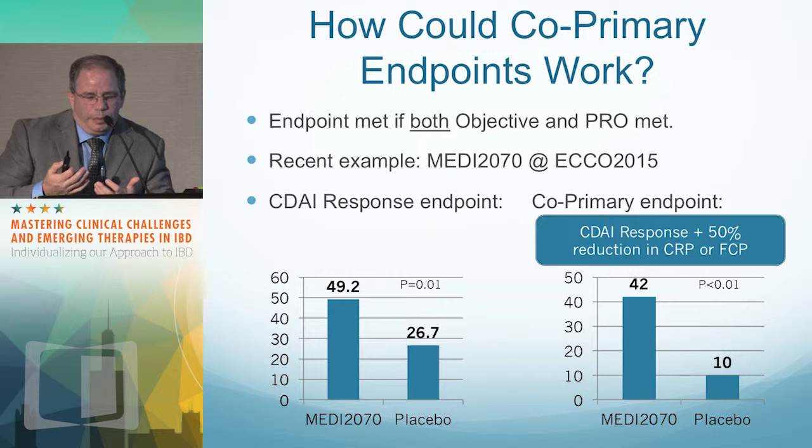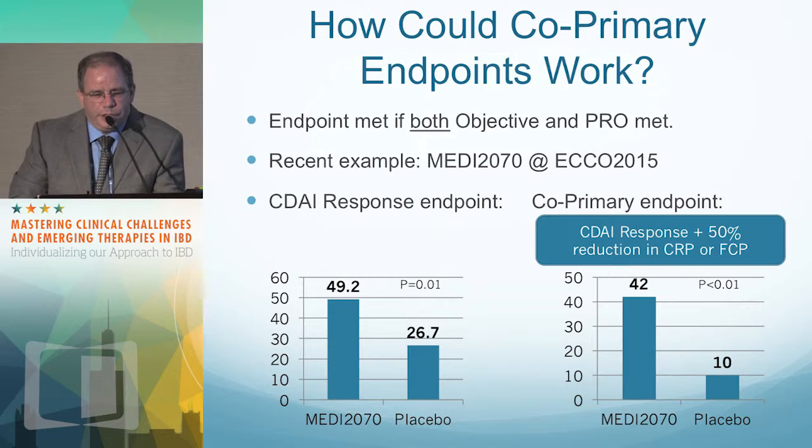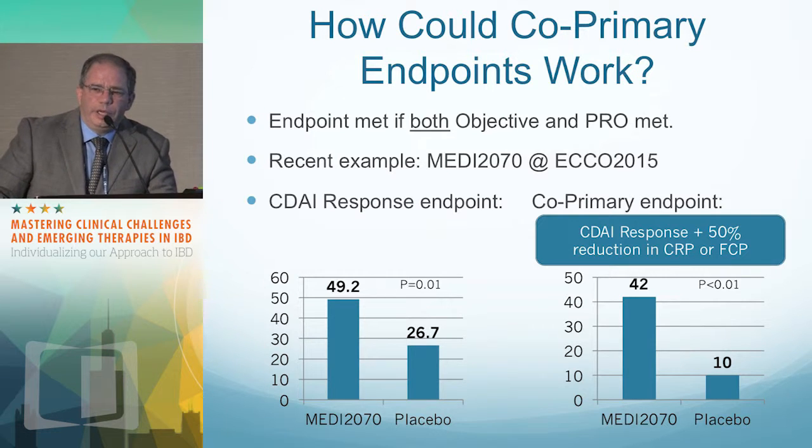So with a co-primary, as opposed to a composite, you have to have both the objective marker and the PRO met. So it's an "and" function. The recent example, this is one that Bruce Sands presented at ECCO 2015 with MEDI2070, a new anti-IL-23 monoclonal. And using this CDAI response endpoint, their primary endpoint, they showed a significant difference, 49% success with drug compared to 26% with placebo.